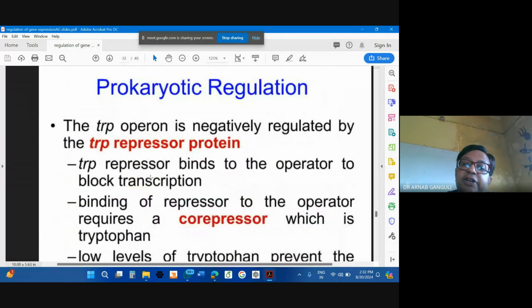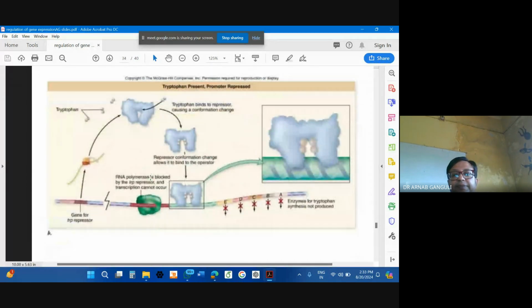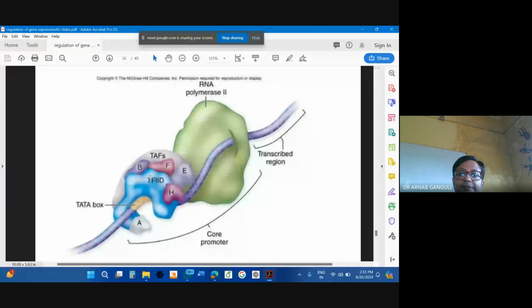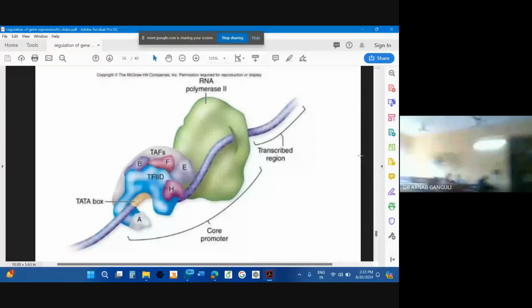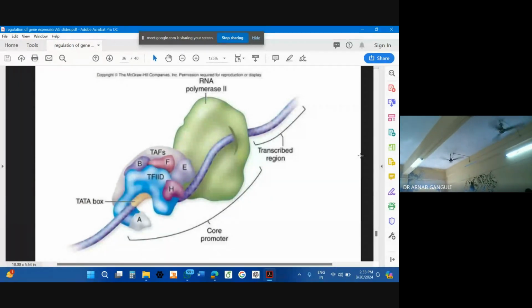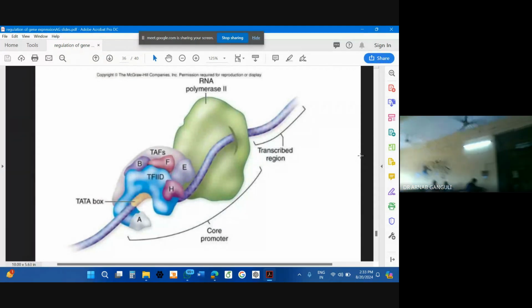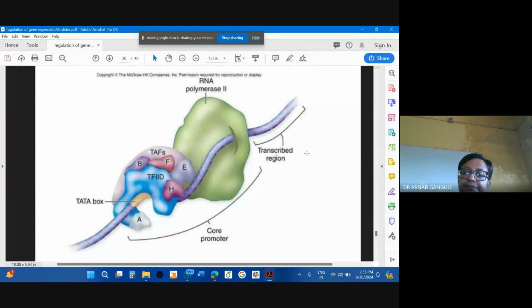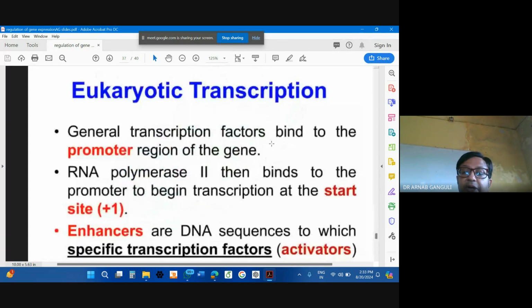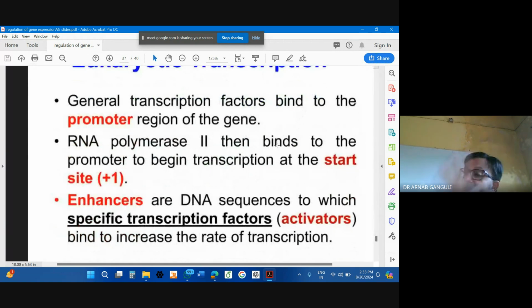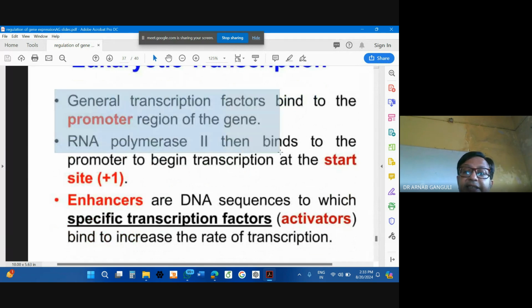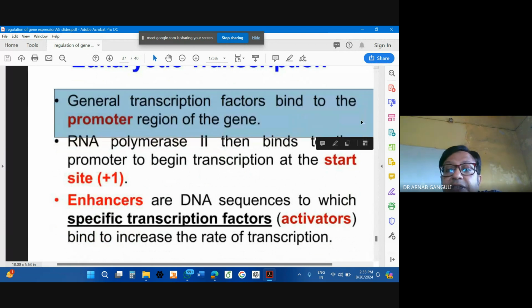Now, let us go to eukaryotic regulation. बहुत सारे slides के बाद. We'll go to this picture of RNA polymerase. You can see with the RNA polymerase, there are several other factors which are working. The transcription associated factors or TAFs, factor B, F, E, H, TFIID. So there are many of them binding together to the core promoter region. So you have certain sequences, general transcription factors bind to the promoter region of the gene. Okay?